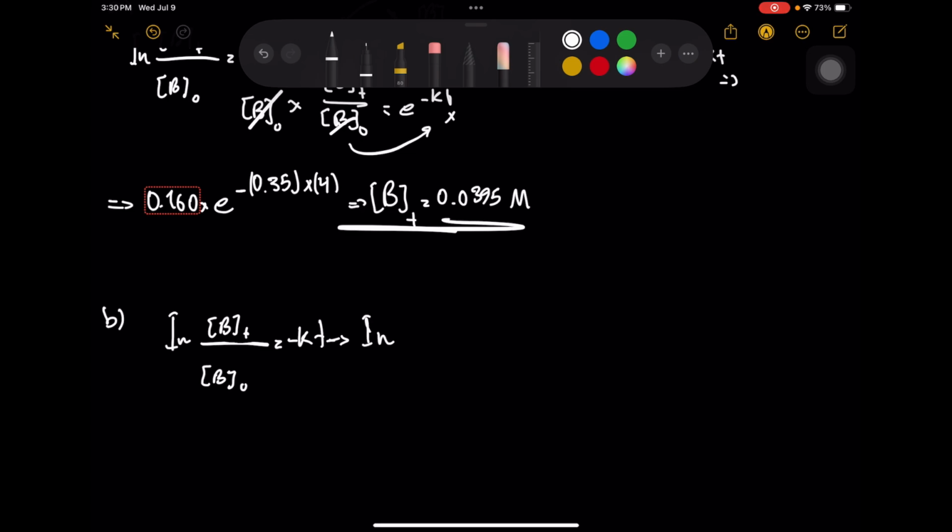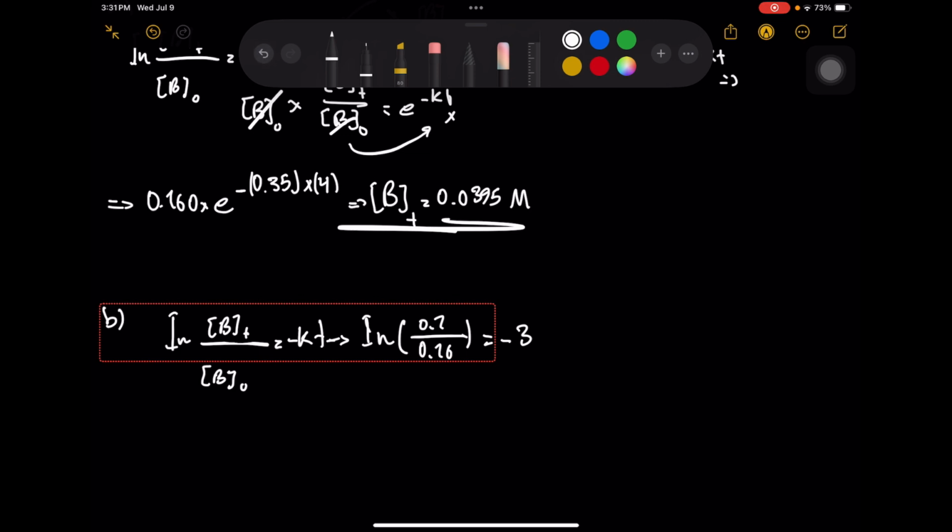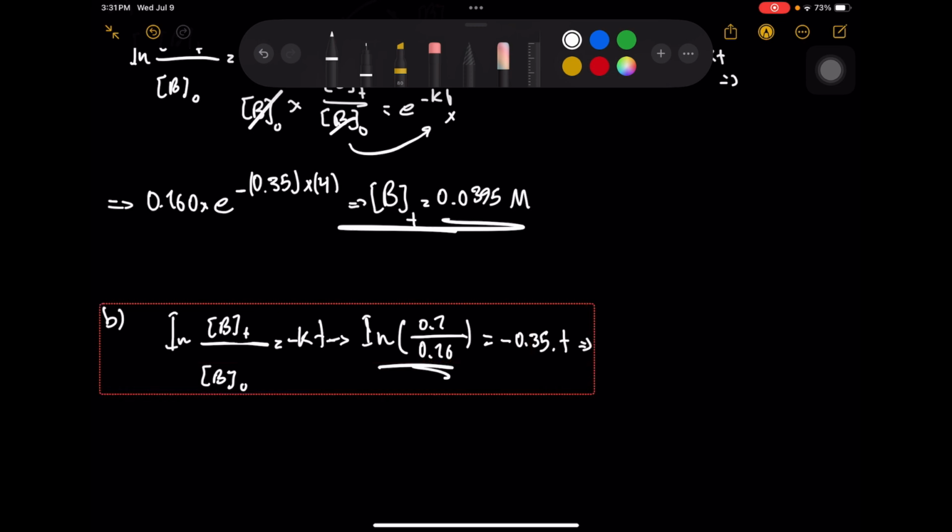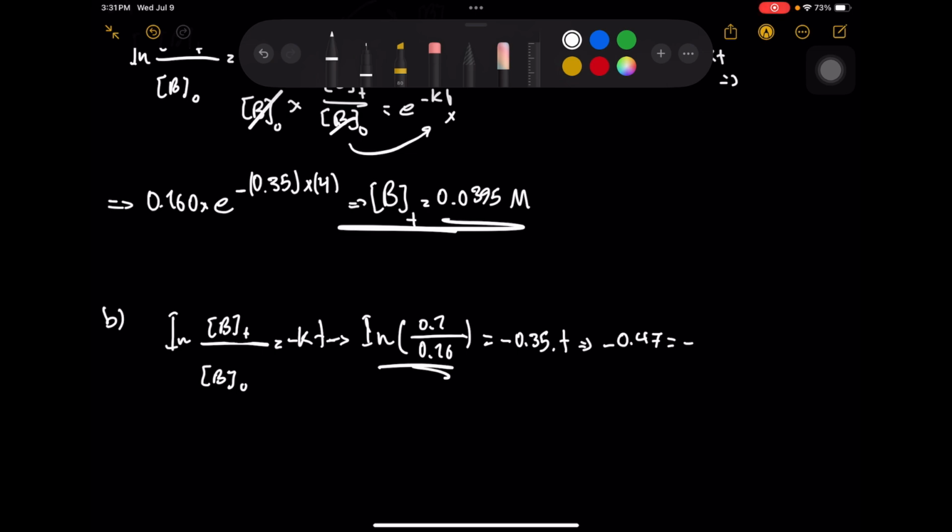and again ln of 0.1 over 0.16 equals negative, because that's our rate, 0.35 times t, and if you calculate this, it would be negative 0.47 equals 0.35 per minute times t.